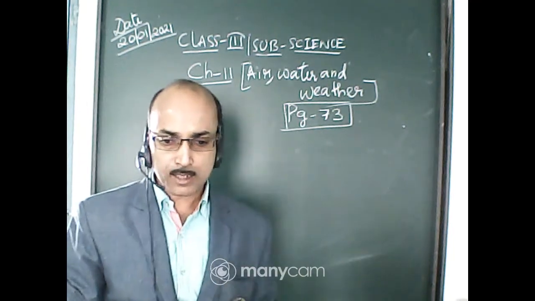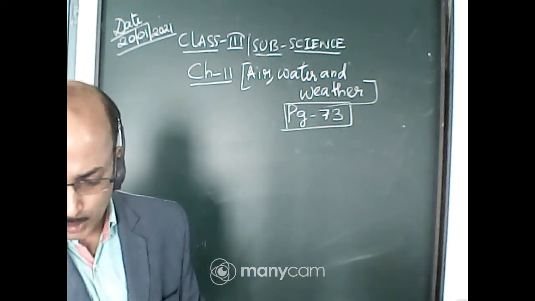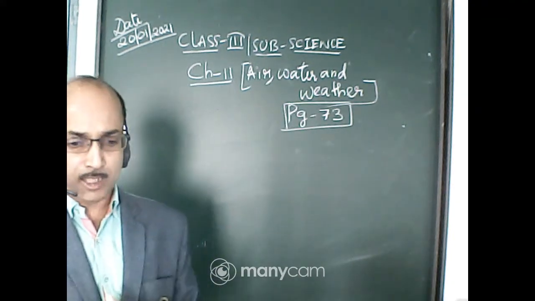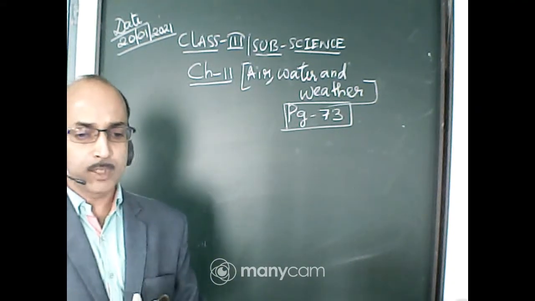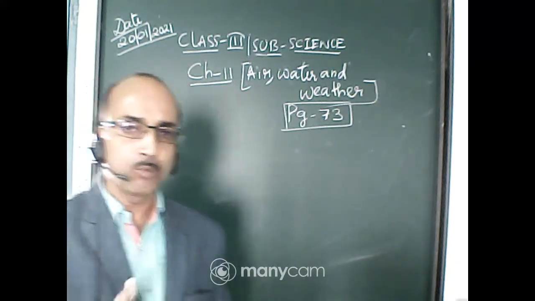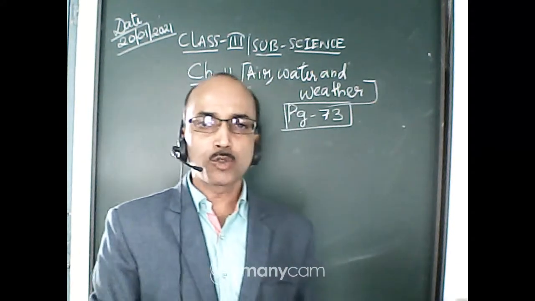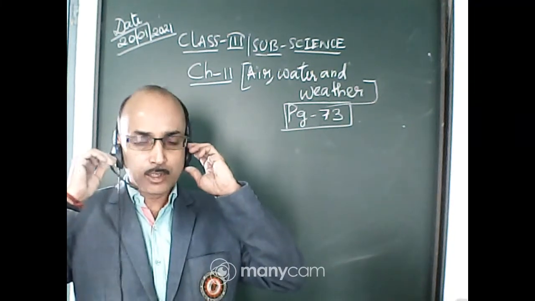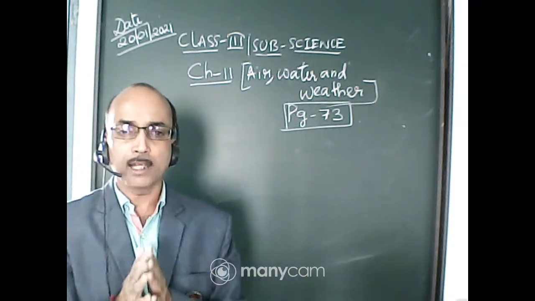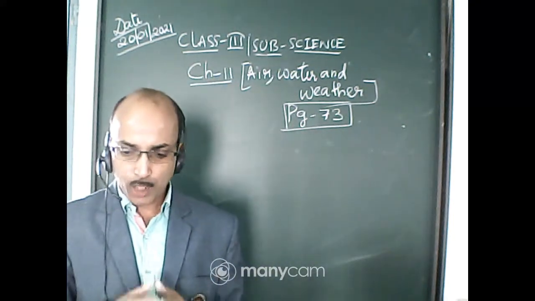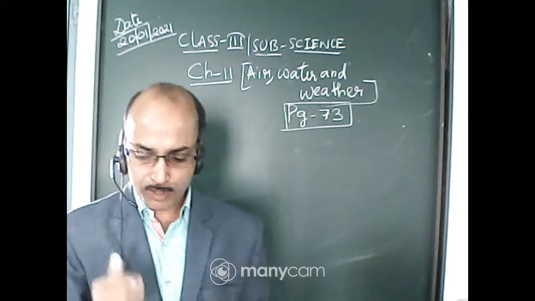Once again I am telling you this. If you are seeing the background as a jungle or anything, your view has been changed to together mode. You change it to grid view. All of you will change to grid view. Then you are able to see the board and also you can see me. I will be visible and the board will also be visible.